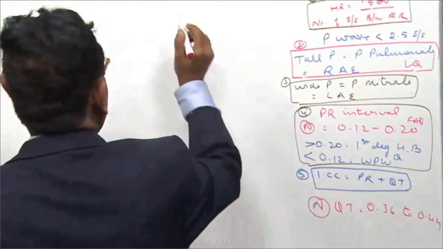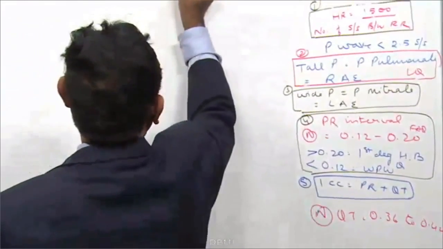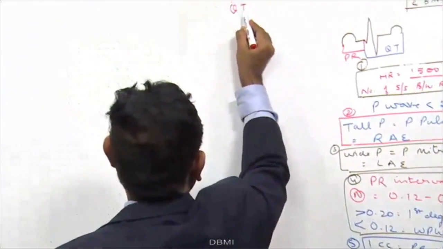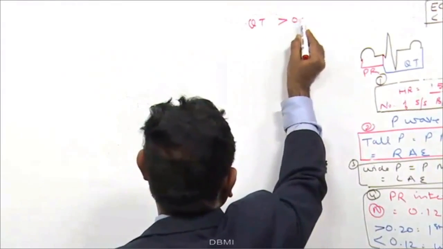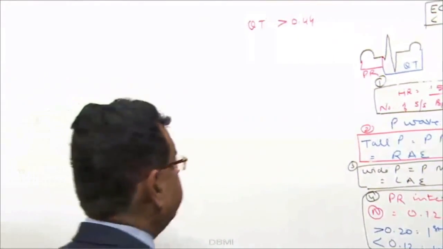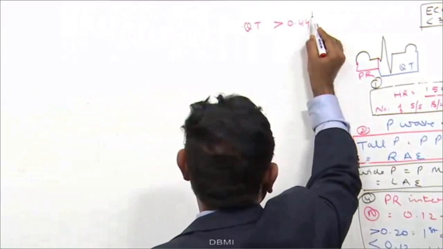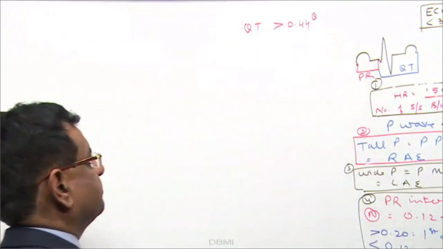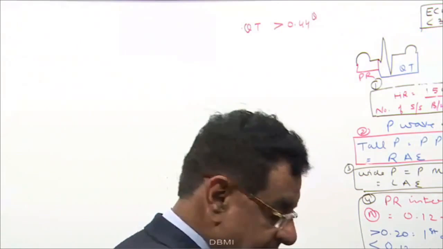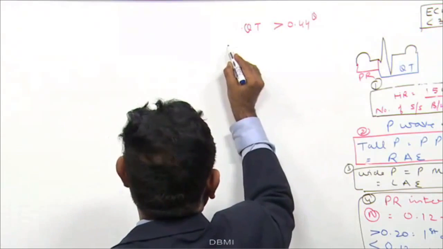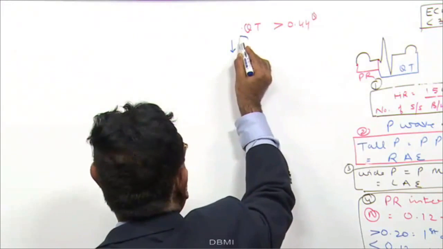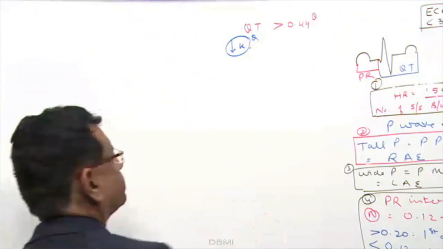Now, prolonged QT interval, that is prolonged QT. QT more than 0.44 second. This is a very, very important question. It's a very frequently asked question throughout the world. So now prolonged QT interval is seen in hypokalemia. This is the most important cause.